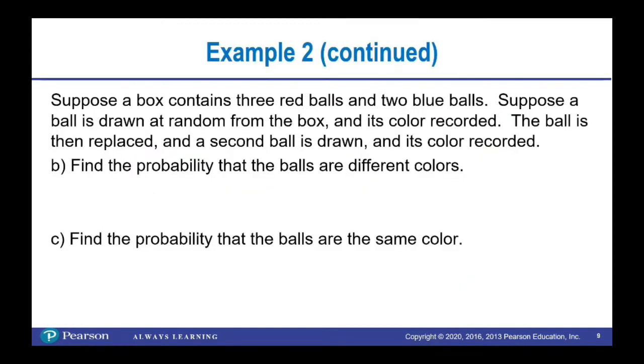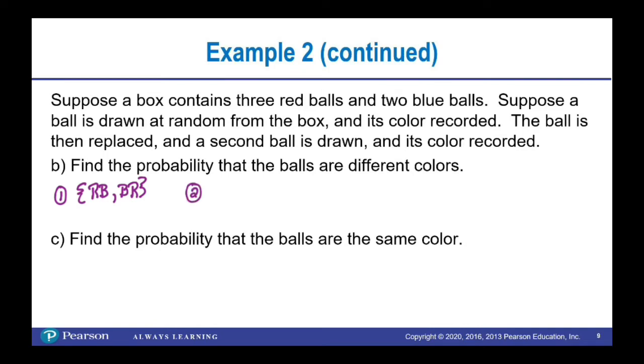Now, look at part B. We're asked to find the probability that the balls are different colors. So let's think about the outcomes that have different colors. One outcome was a red and a blue, and then the other was a blue and a red. There is no overlap with these 2 outcomes, and so we can add the probabilities.